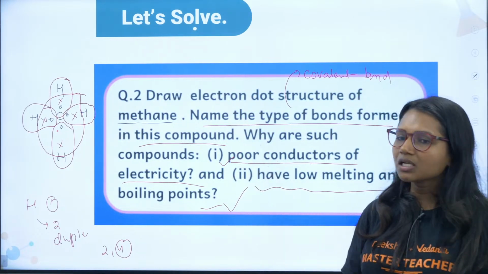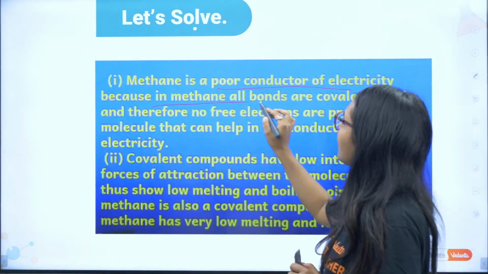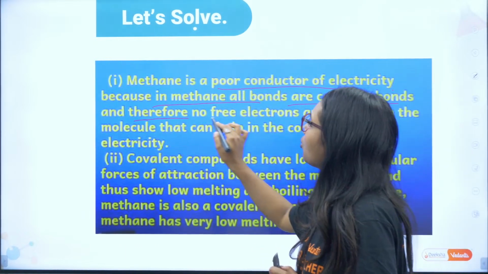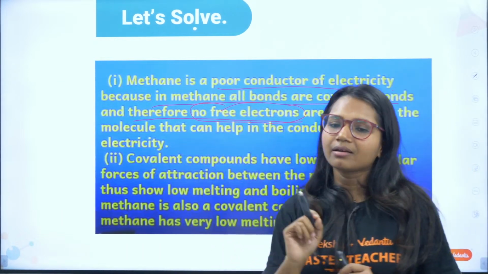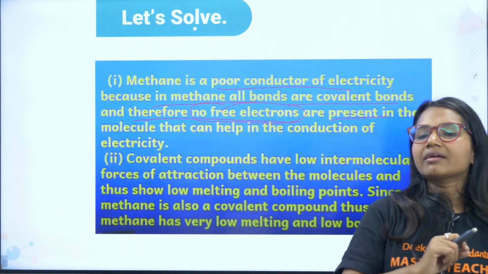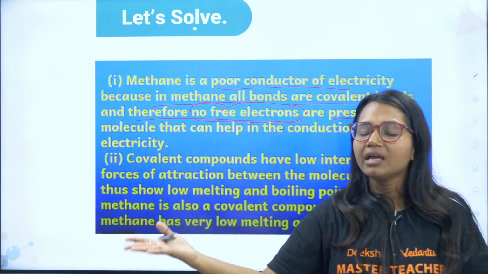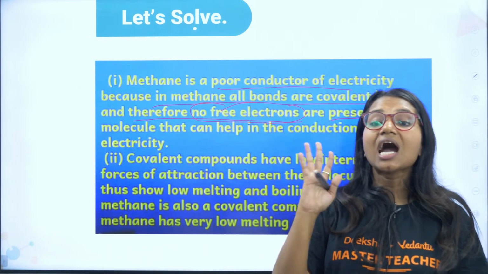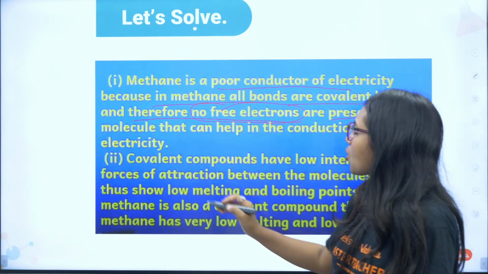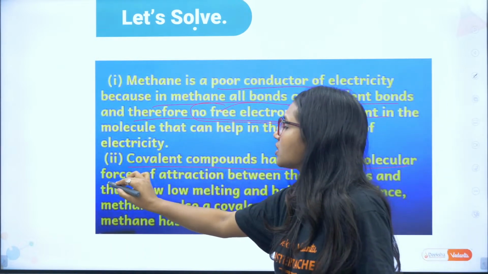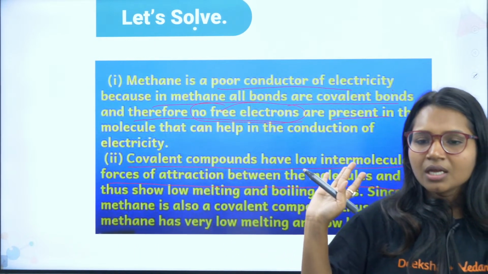So, I hope that you have understood this whole question. Methane is a poor conductor of electricity because in methane all bonds are covalent. Therefore, no free electrons, and that's why it does not conduct electricity. Always remember, to conduct electricity, either you have free ions which are charged, or you should have free electrons which are again negatively charged. Charge is very much important. Charge is the essential thing to conduct electricity. Covalent compounds have low intermolecular force of attraction. That's why they have low melting and boiling point. This we have already discussed.